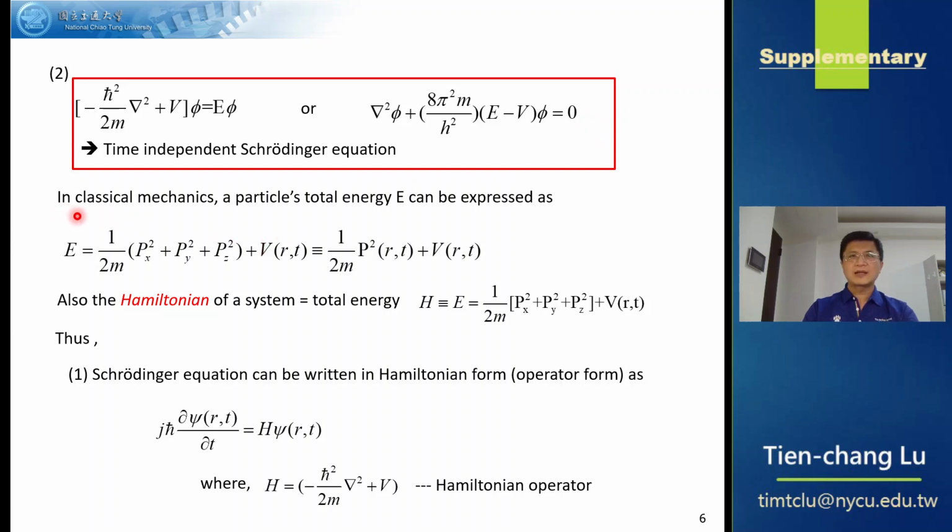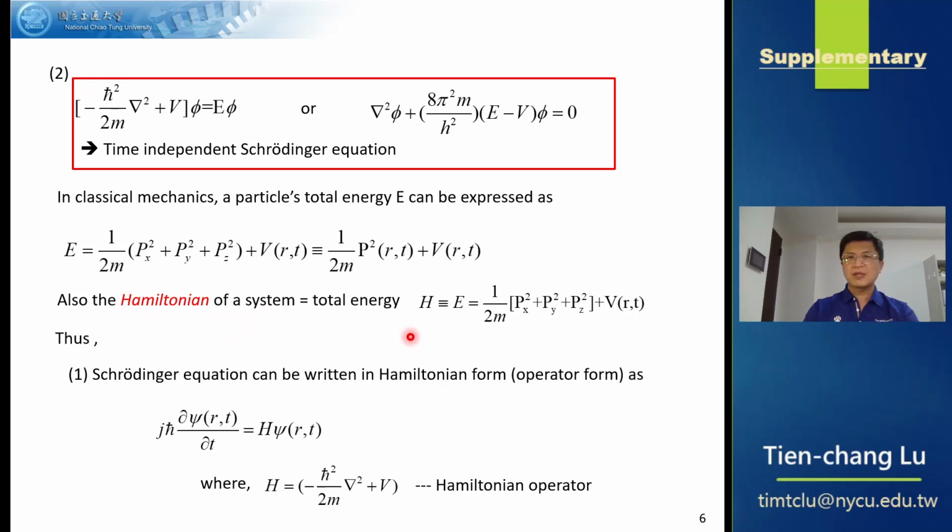As we know, in classical mechanics, a particle's total energy E can be expressed as 1 over 2m times the momentum squared, that is px squared plus py squared plus pz squared, plus the potential energy V as a function of r, which can also be time dependent. So this E can be expressed as the spatial and time-dependent momentum term plus the spatial and time-dependent V. We call this the Hamiltonian, the total energy of a system.